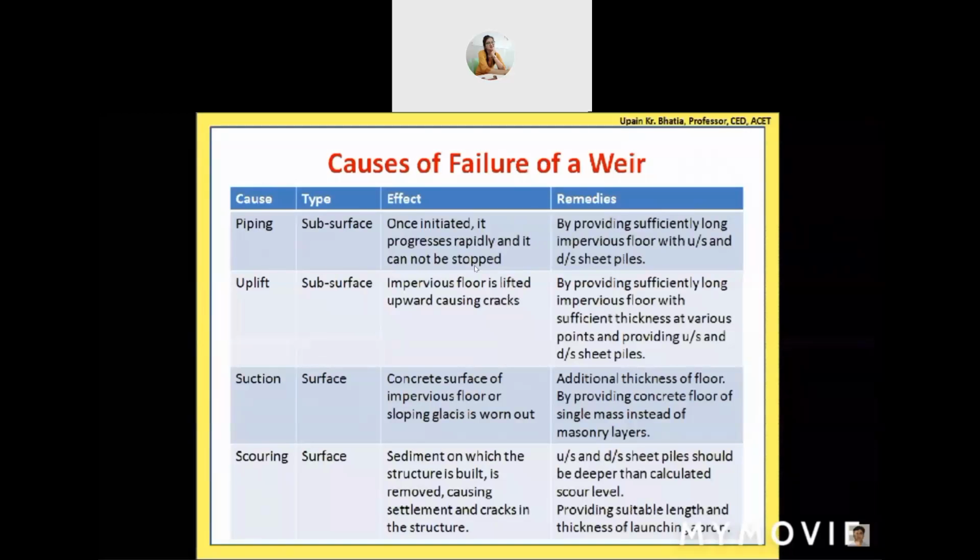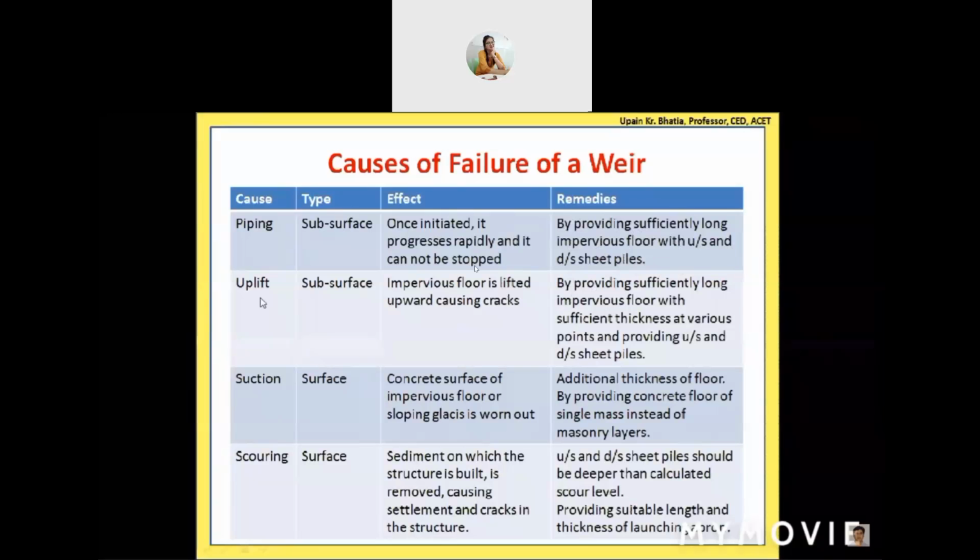I'm not discussing much detail over here because uplift pressure and piping, both of these things are to be discussed in the seepage theory chapter. We're designing our impervious floor on the basis of these two things. So what we can do to prevent this is by providing a sufficiently long impervious floor. It is related to the impervious floor with upstream and downstream sheet piles. These sheet piles along with this impervious floor together, we're designing and studying in the next chapter.